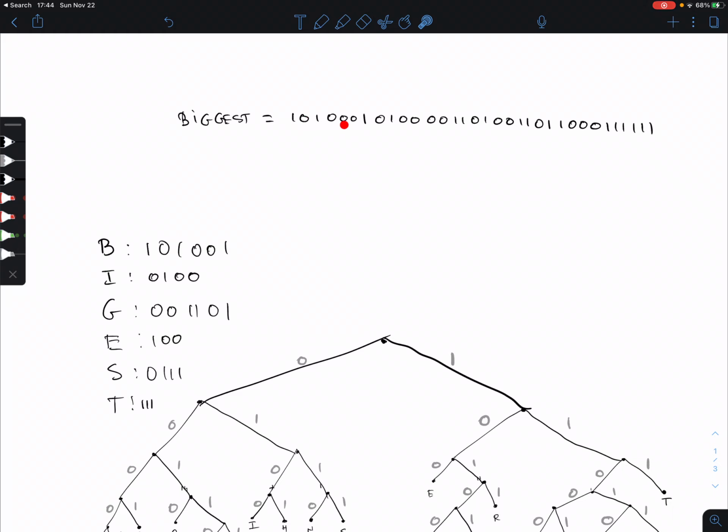1, 2, 3, 4, 5, 6, 7, 8, 9, 10, 11, 12, 13, 14, 15, 16, 17, 18, 19, 20, 21, 22, 23, 24, 25, 26, 27, 28, 29, 30, 31, 32. We didn't gain that much, 32 versus 35. So I would say not impressed.